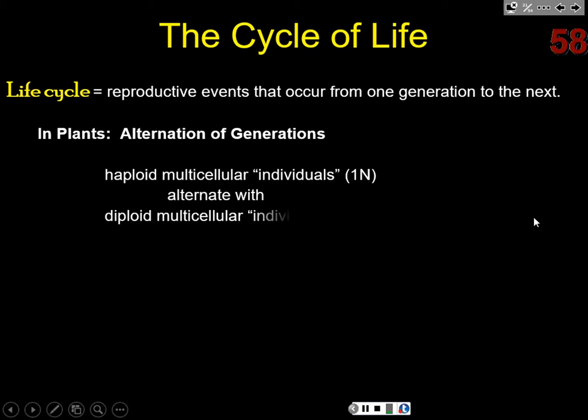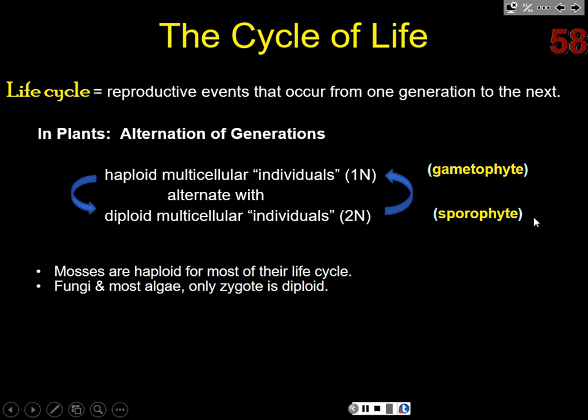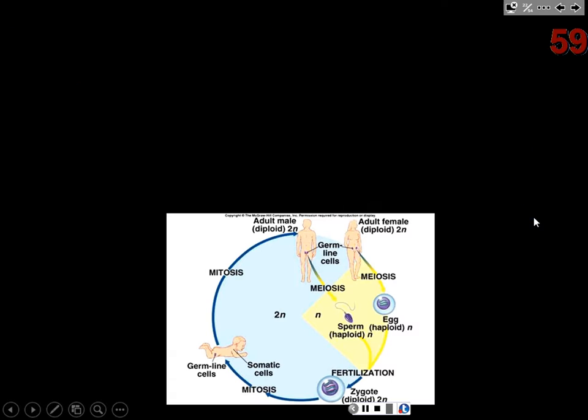Okay, skip this slide. If you take 104, we spend a whole lot of time on that. Go down to the human life cycle. This slide just shows you where mitosis and meiosis occurs in your life cycle.